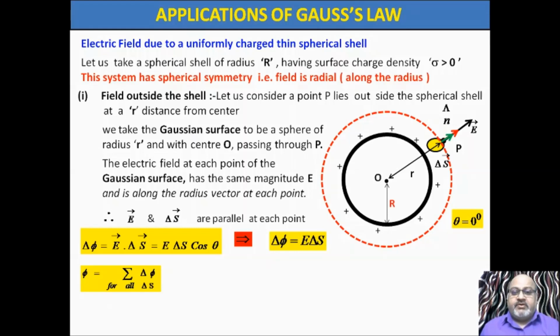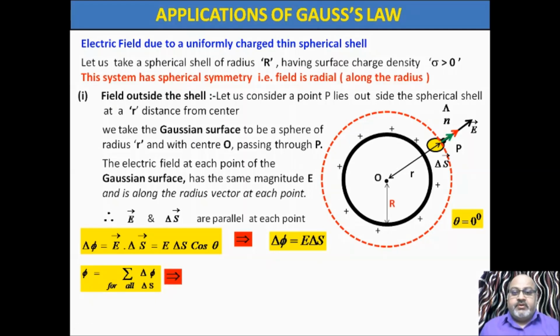Therefore, the total electric flux of the Gaussian surface, the spherical Gaussian surface, will be the summation of all such delta phi's for all such delta S. So we will add up all delta phi corresponding to each and every area element delta S. If we add up all delta phi, we will get the net electric flux.